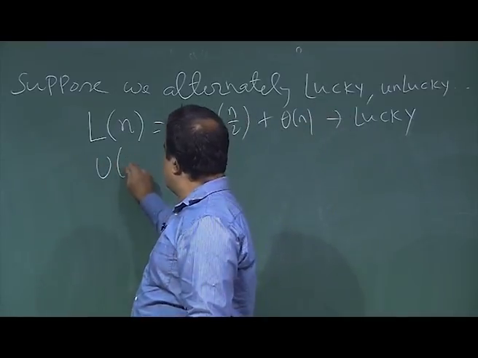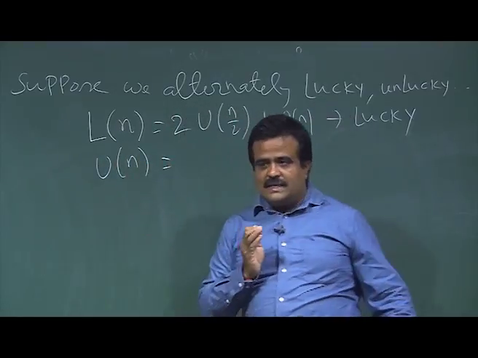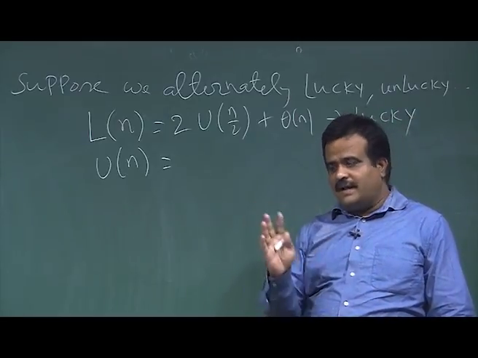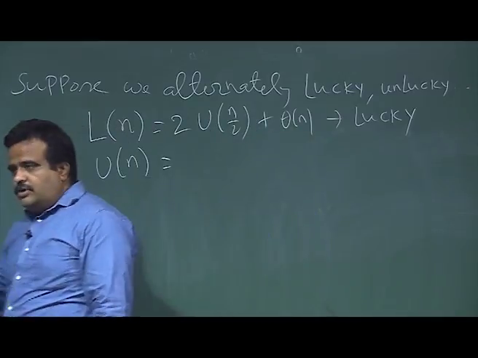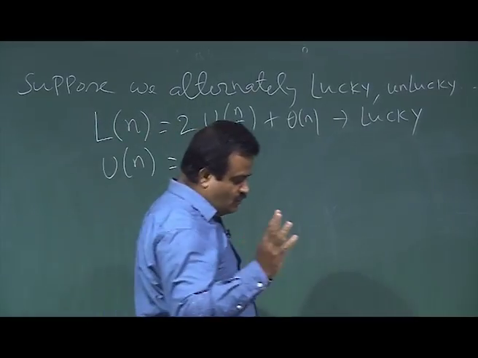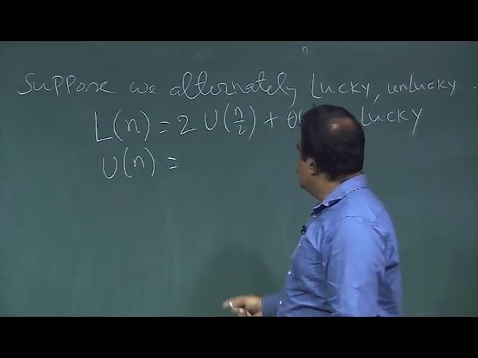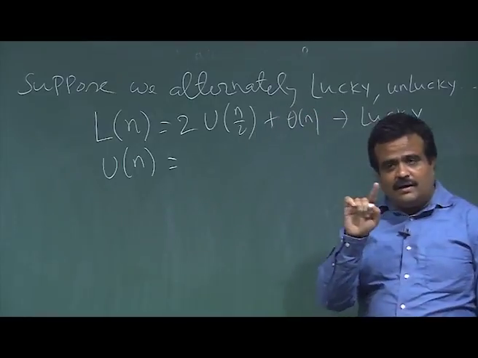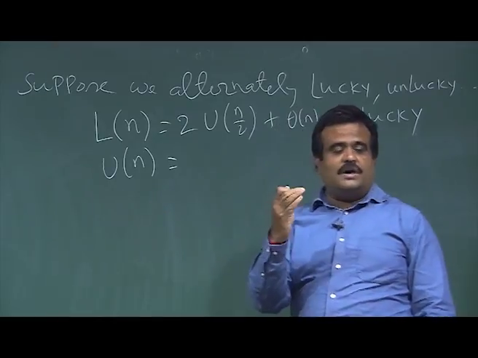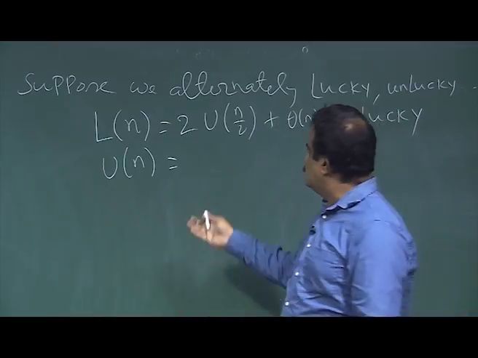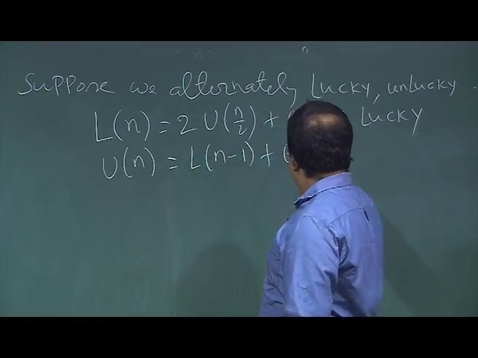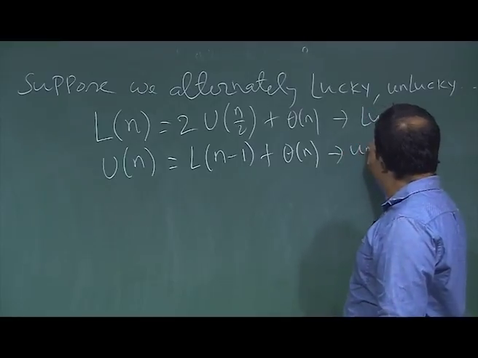And what is the unlucky recurrence? Now suppose we are unlucky now. If we are unlucky, that means it is the worst case. So it will divide the array into 0 and n minus 1. That means our pivot is the minimum or maximum from the given input. So in that case the recurrence will be, but now if we are unlucky, then next time we know we will be lucky. So that is why unlucky means it will be n minus 1 and 0 or 0 and n minus 1. So the recurrence will be L of n minus 1 plus theta of n. So this is corresponding to the unlucky recurrence.